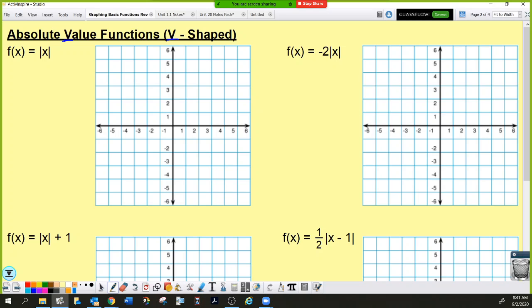The first one, f of x equals the absolute value of x, which could also be thought of as saying y equals the absolute value of x, because f of x is just a fancy way of saying the y values. This is the parent absolute value function.